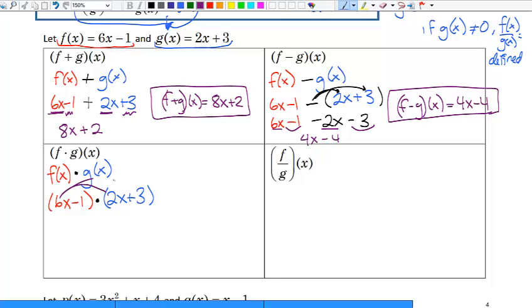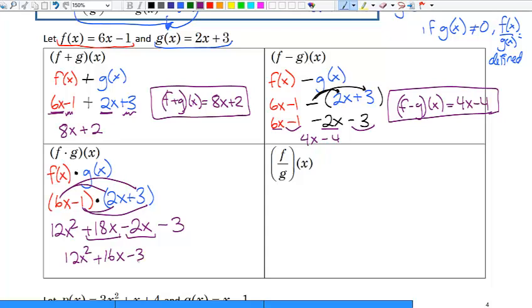Now I can distribute. 6x times 2x is 12x squared. 6x times 3 is 18x. Negative 1 times 2x is negative 2x, and negative 1 times 3 is negative 3. Now I'm going to combine my like terms here in the middle, which gets me a positive 16x. So therefore f times g of x is equal to 12x squared plus 16x minus 3.